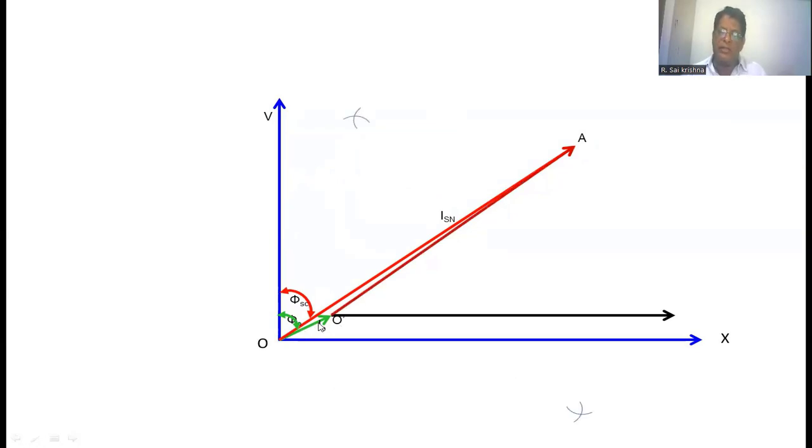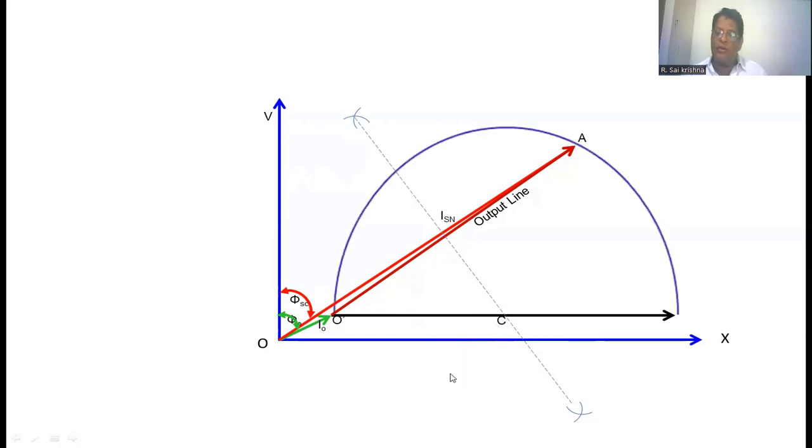We are using the bisection method to bisect the O dash A. This is the output line. Combining the two bisecting arcs, this dotted line is intersecting this black line at this point. That point you take as C. Now C is representing the center of the circle. Take C as the center and length O dash C as the radius, and draw an arc. This is a half circle. This half circle is passing through O dash and A and also touching this black horizontal line at a point D.